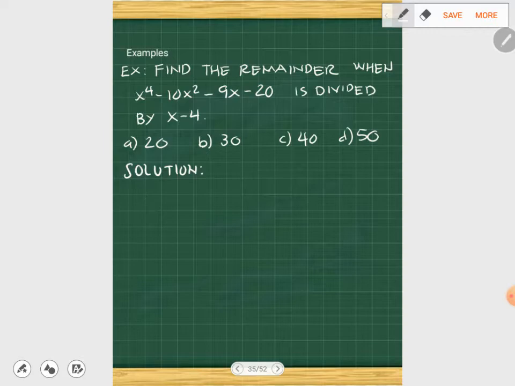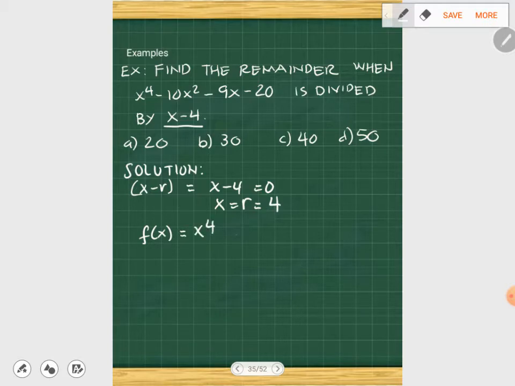Okay. Kunin ko muna yung x minus r. Ito yung given niya, no? So, x minus r, equate lang natin yan ng 0. Ibig sabihin yung x natin, which is yun yung value ng r, and that is equal to 4. So, yung r natin equals 4. So, yung function of x natin, which is x to the power of 4 minus 10x squared minus 9x minus 20, substitute natin yung value ng x equals 4.